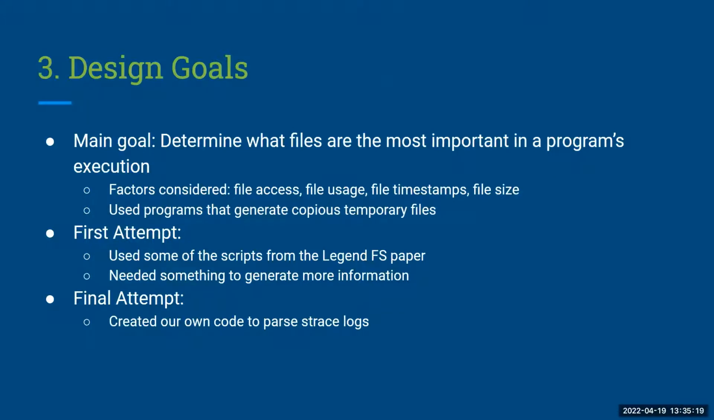So our main design goal was to determine which files are the most important in a program's execution. We consider file access, usage, timestamps, and size, and we use programs that generated lots and lots of temporary files. In our first attempt, we used some of the scripts from the Legend file system, and we realized we needed to generate some more information on top of that. So within our final attempt, we were able to write our own code that was able to parse the trace logs to get the additional information.